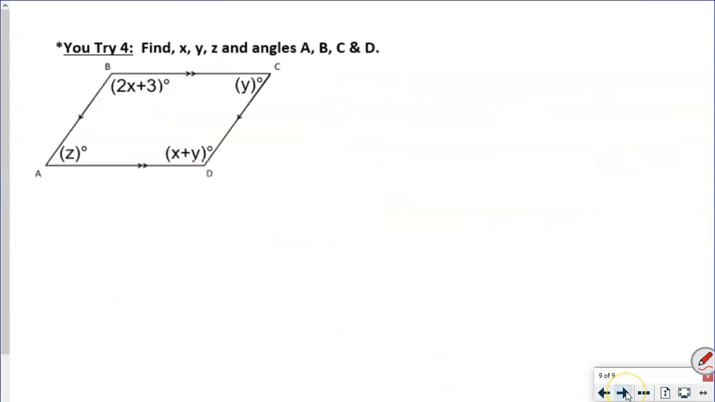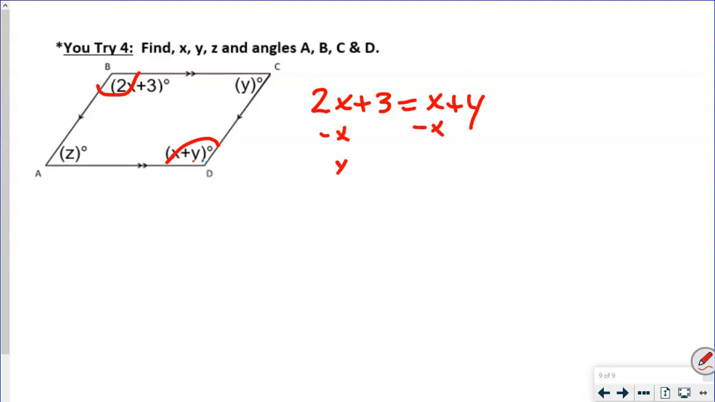Okay? All right, so this last you try is angles, okay? So this is a little harder because we're going to have to figure out how to relate these to each other with variables. So notice the only ones that have similar variables are these right here, angle B and angle D. Now they're opposite angles, so we can set them equal to each other, right? So we know that this angle is congruent with this angle, okay? So we can say 2x plus 3 is equal to x plus y, right? So now what I'm going to do is subtract x from both sides. So it's going to give me x plus 3 is equal to y, okay?